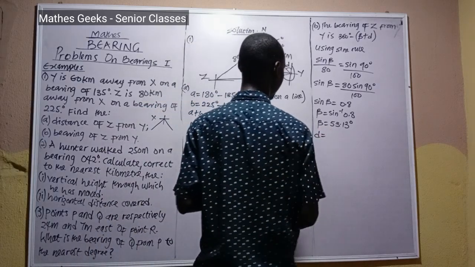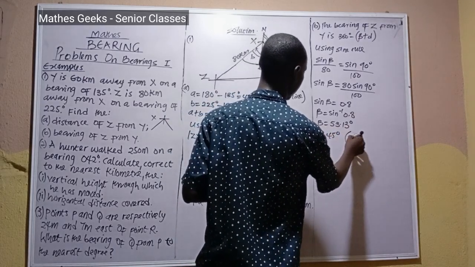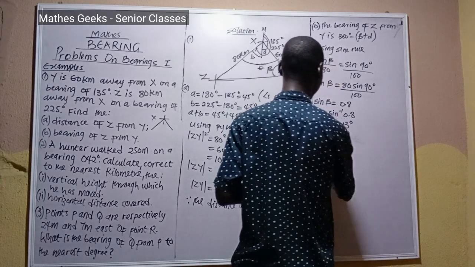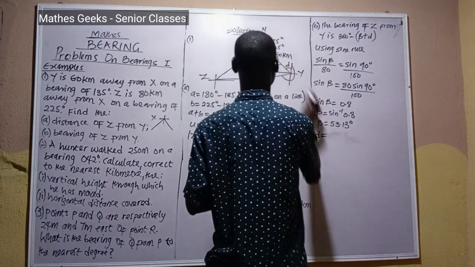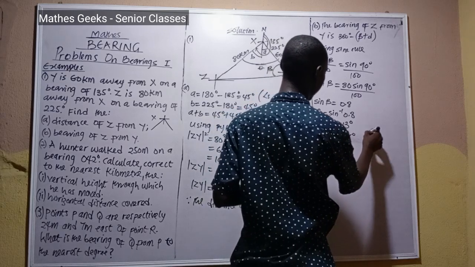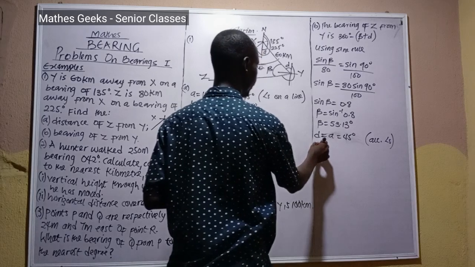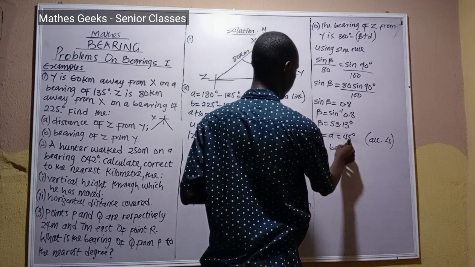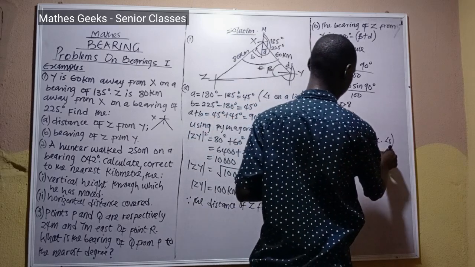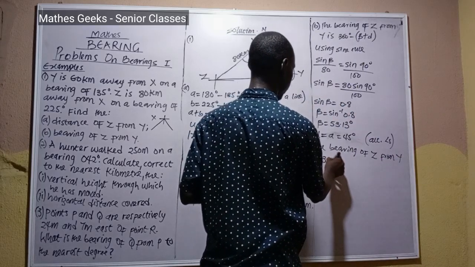But d is also equal to 45 degrees. Why? Alternate angles. Okay, let me put it this way. D is equal to A, and A is equal to 45 degrees. What is the reason? Alternate angles. So the bearing of z from y is equal to 360 degrees.